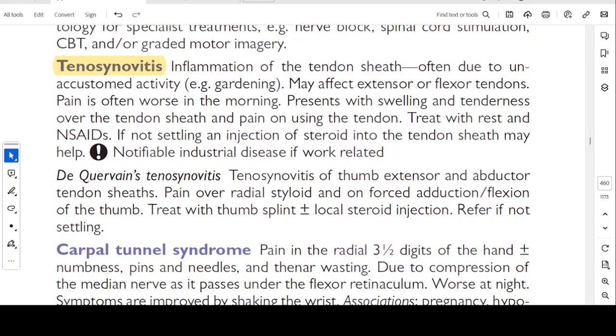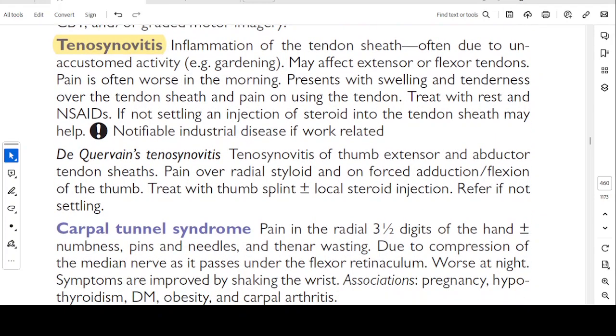Tenosynovitis. Inflammation of the tendon sheath, often due to unaccustomed activity like gardening, may affect the extensor or the flexor tendons. Pain is often worse in the morning, presents with swelling and tenderness over the tendon sheath and pain on using the tendon. Treat with rest and NSAIDs. If not settling, an injection of steroid into the tendon sheath may help. Notifiable industrial disease if work-related tenosynovitis.